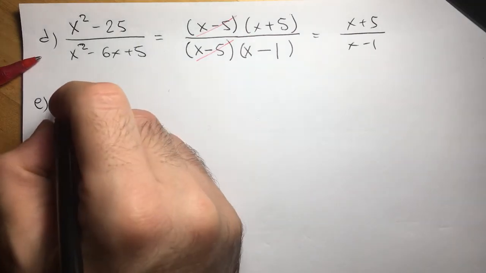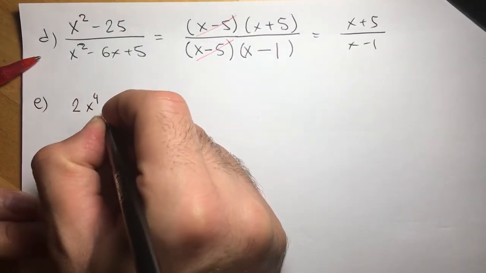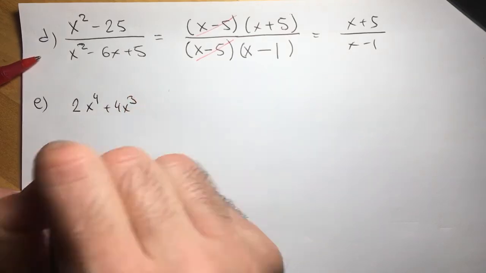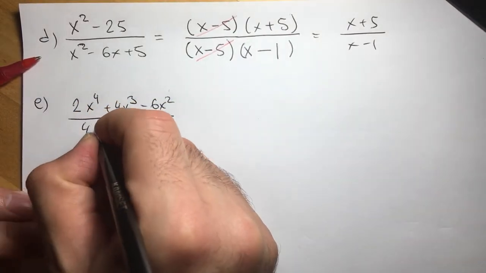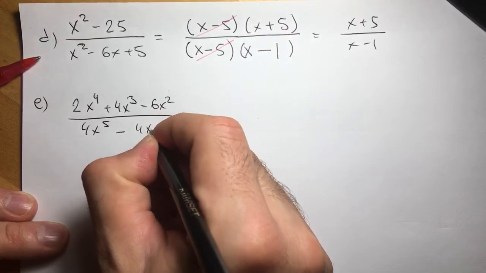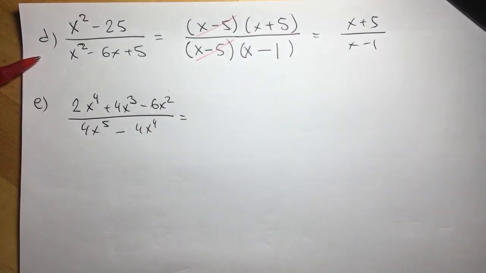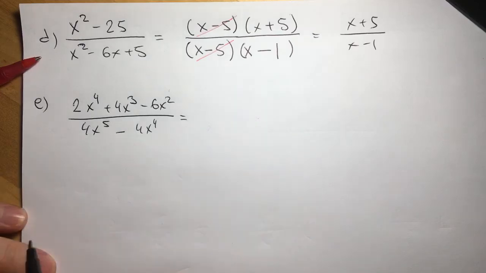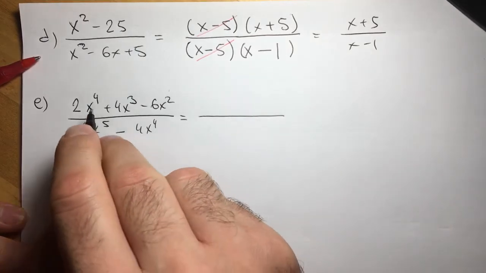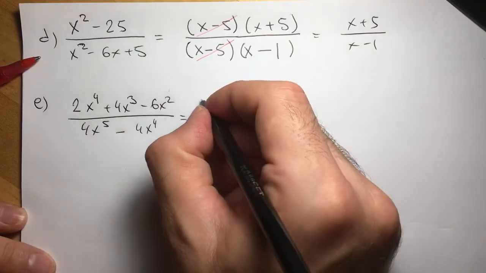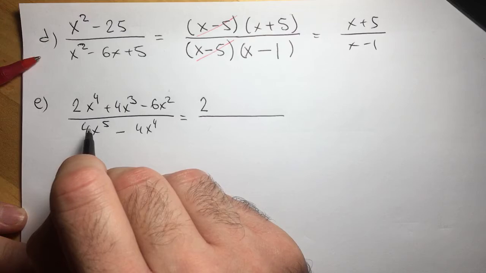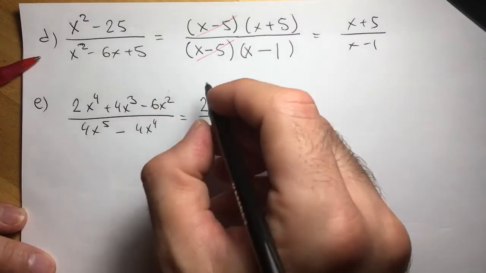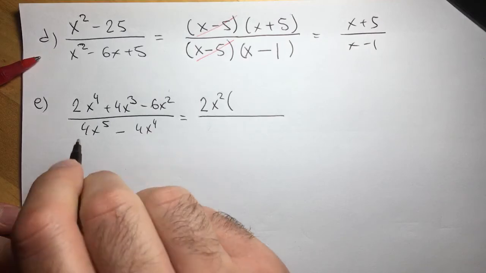Okay, next problem: 2x to the power of 4 plus 4x cubed minus 6x squared over 4x to the power 5 minus 4x to the power of 4. The first thing that we can notice is that the terms in the numerator and in the denominator have common factors. So let's clean these expressions a little bit. I can factor the constant 2 from each term in the numerator, but also the biggest common factor in terms of x is x squared, so I can factor x squared also. And I'm left with what?